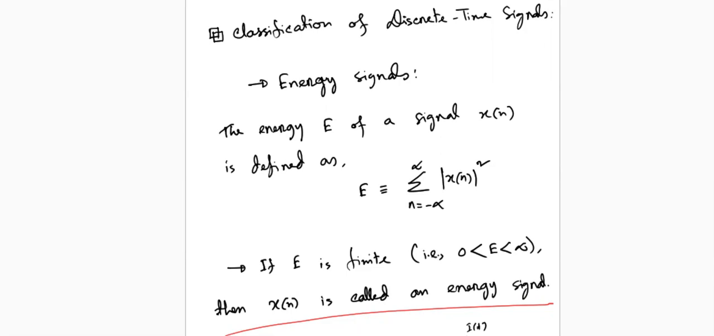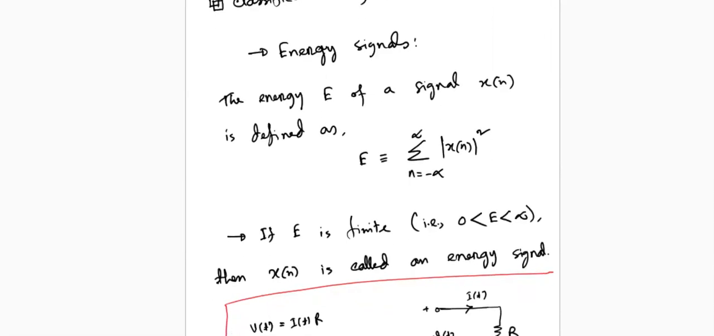So first of all, from the energy point of view, whether the signal is an energy signal or not. By definition, the energy E of a signal x[n] is defined as E equals the summation of the modulus of x[n] squared, for the samples from -infinity to +infinity.